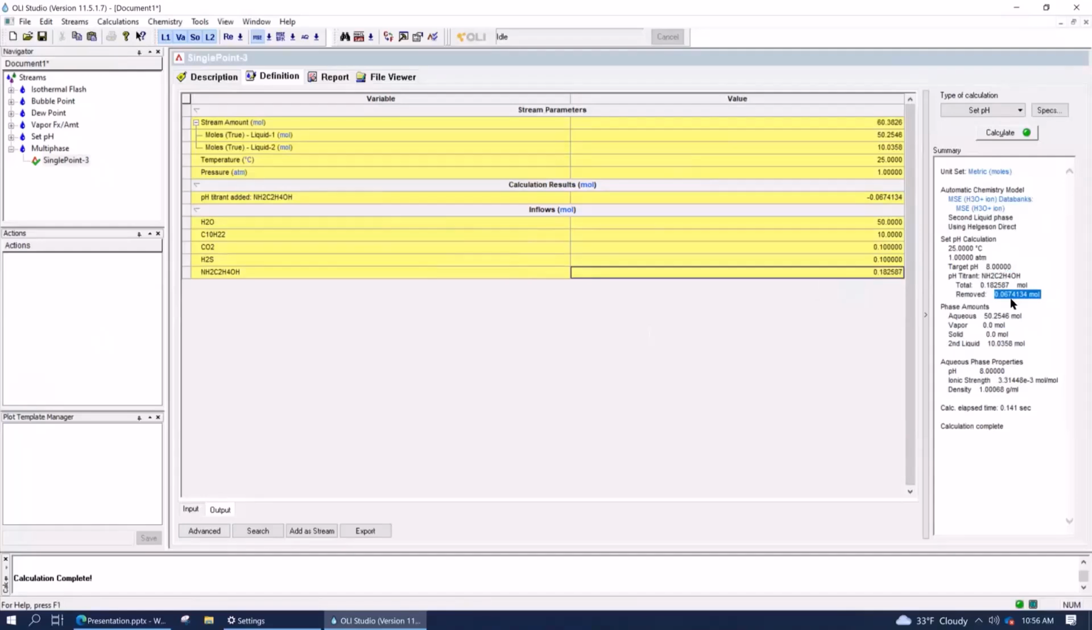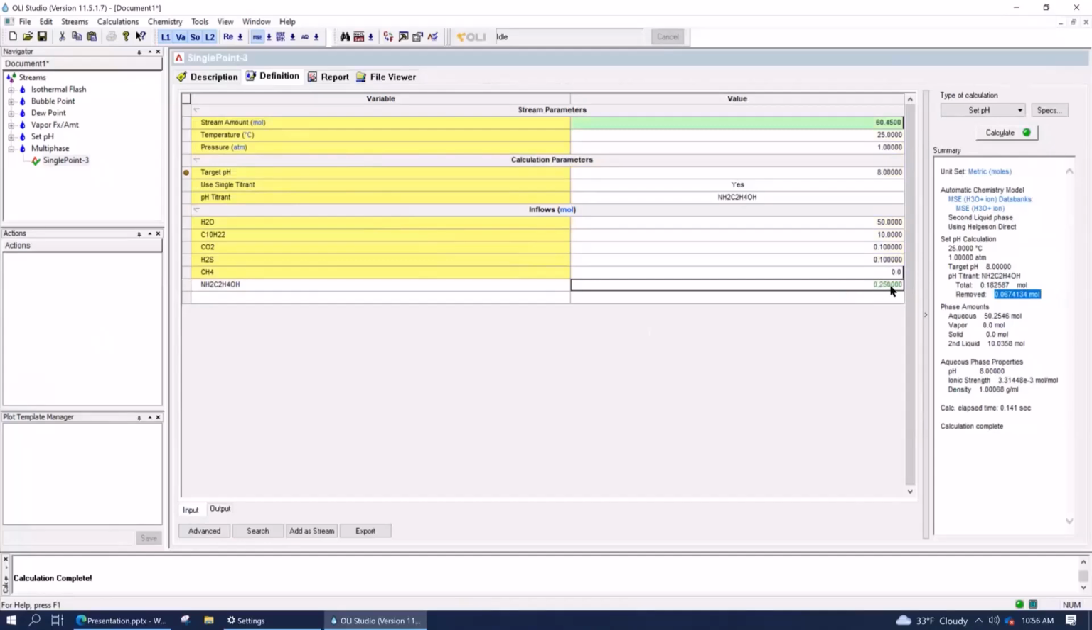So hopefully that gives you an idea that the titrants don't have to be the strong acids or the strong bases. It could be whatever system you're testing. And also that you start with initial guesses, but these initial guesses get overridden, and that information gets documented here in the summary section. Okay, good. All right.